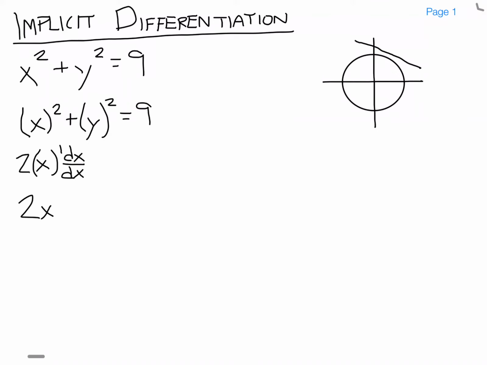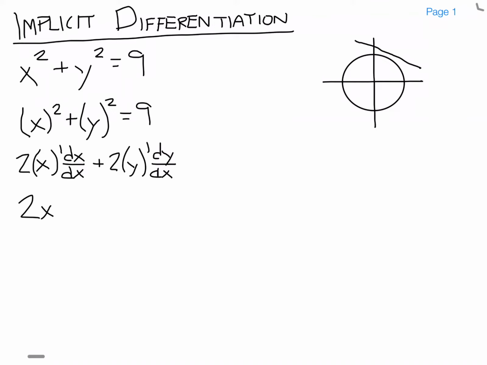Now when I get to the second term, I again get 2 times that something to the first, but then I take the derivative of the inside. Well, the derivative of y with respect to x is exactly what I want to find, so I don't know what that is. So I had to do chain rule. So again, I get the 2y just like I would expect, but chain rule says that I have the derivative of y with respect to x multiplied by that as well.